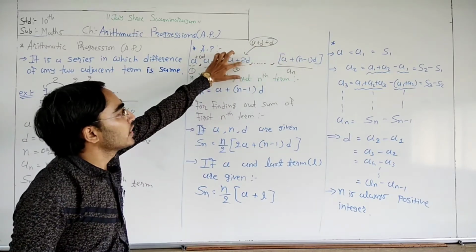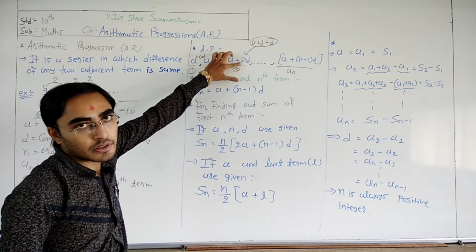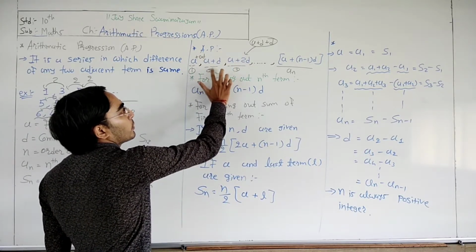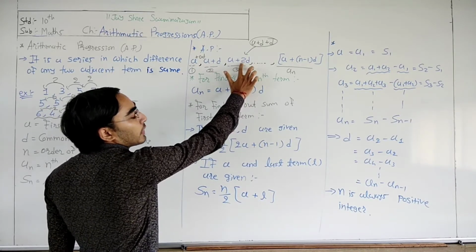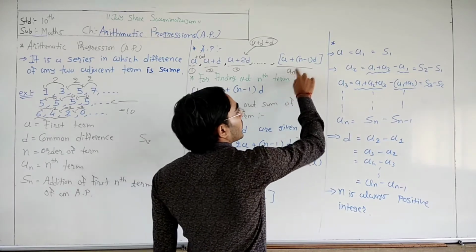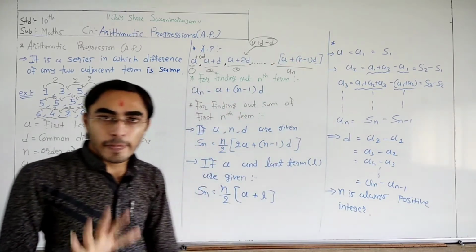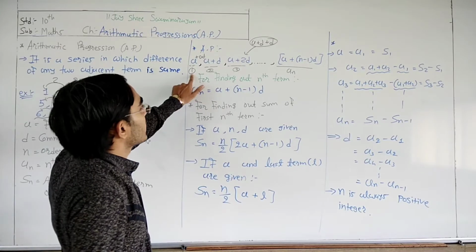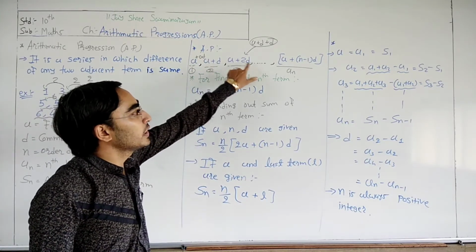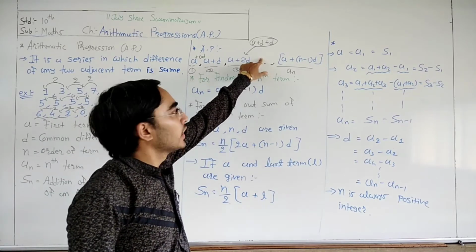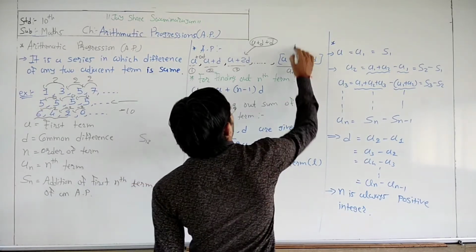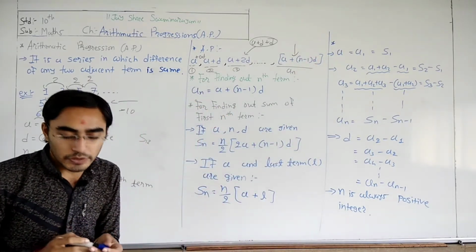That means this value is one less than the term number. Here 1 is there, so 1 minus 1 is 0. Here 2 is there, 2 minus 1 is 1. 3 is there, 3 minus 1 is 2. 4 is there, so 4 minus 1 is 3. So for n, here it is n minus 1 times D. Similarly n minus 1D. So this is the formula of our nth term: A plus n minus 1 D.